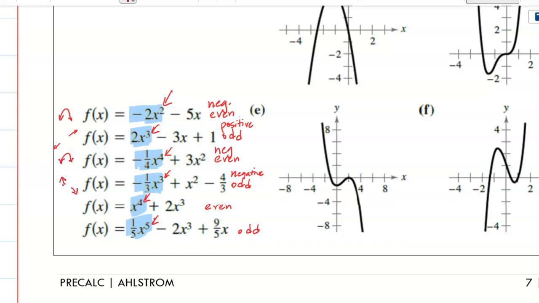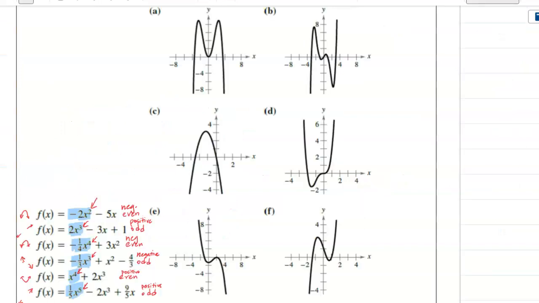And then it's going to look like that. It's even and it's positive. So it's going to behave like a right side up parabola, and that's odd, and that is positive. So it's going to behave like a linear function, just like that. So just based on the end behavior, I can kind of separate out what these are.